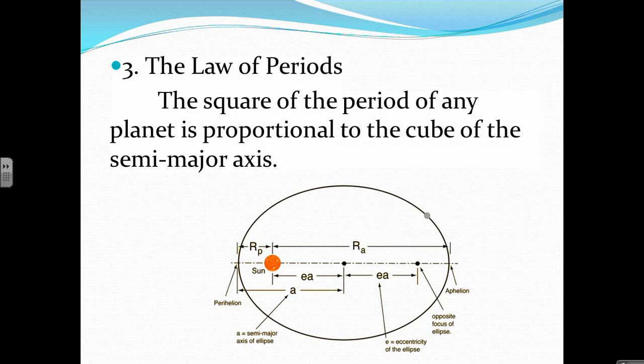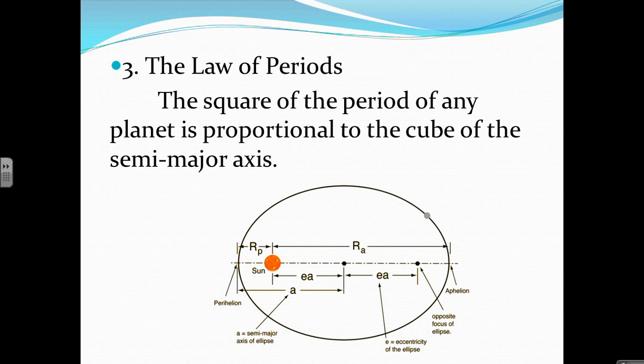And his third law states that the square of the period of any planet is proportional to the cube of the semi-major axis. The semi-major axis, I'm hovering over it with my mouse here, is this distance from the center of the orbit to the outer edge. So it's the long side of the ellipse, but only half of that distance.